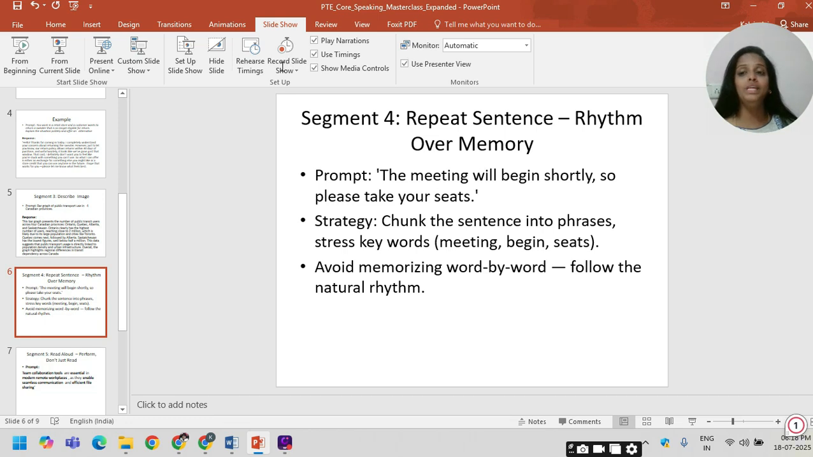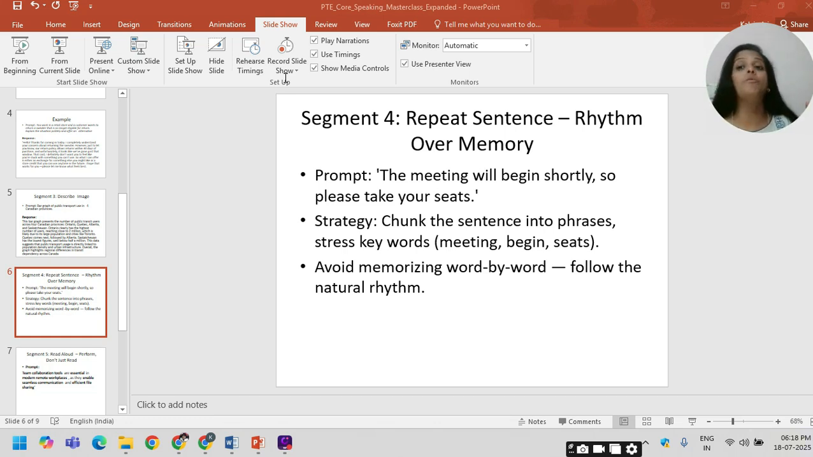So here you will be hearing the prompt and you just need to repeat it. You might feel that this task will be very easy, but there are so many tricks involved in this. Okay? If you hear the prompt like the meeting will begin shortly, so please take your seats. I have just given you a very simple sentence, but when you hear it in the test, it would be sometimes complex. So try to prepare for that. And let me tell you the wrong approach. Okay. Try not to memorize every word with pressure because this causes hesitation, stammering, or skipping words.